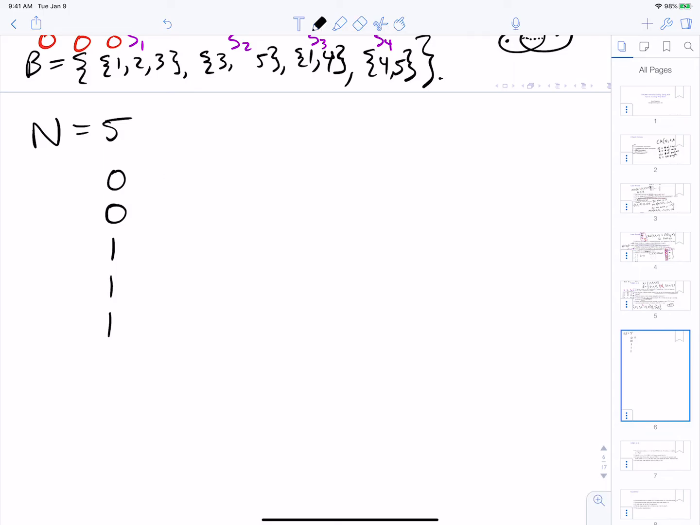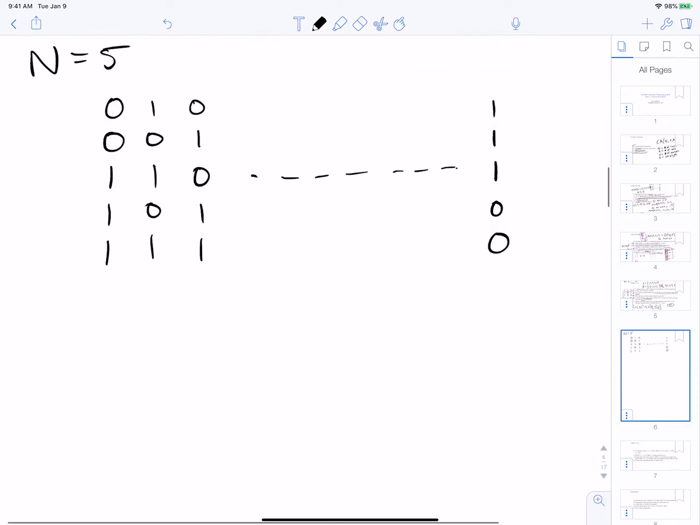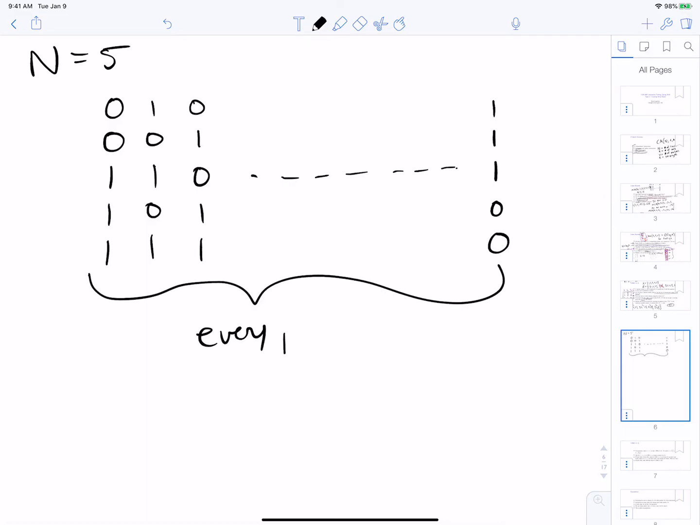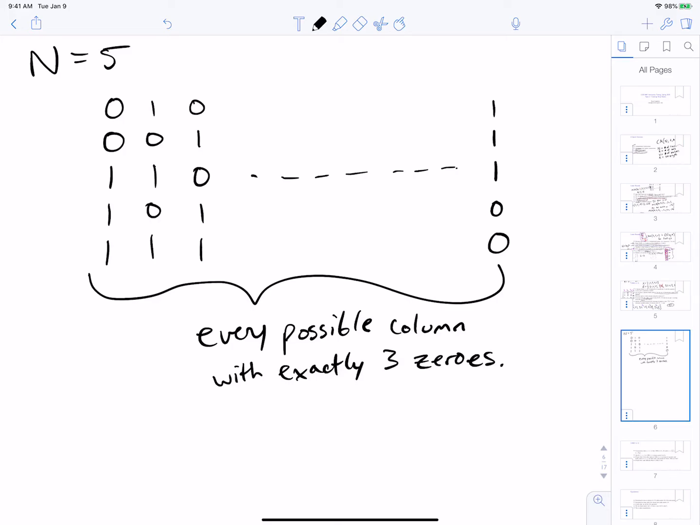Yeah. So we could have a 1, 0, 1, 0, 1. We could have 0, 1, 0, 1, 1, etc. And then let's just do one last one. So maybe 1, 1, 1, 0, 0. And what we're having here is every possible column with exactly 3 zeros. Every possible column with 3 zeros.